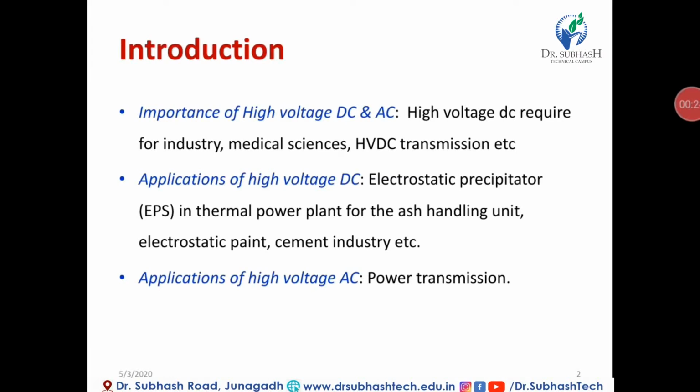Electrostatic precipitator in thermal power plant for the ash handling unit, electrostatic paint, cement industry, etc. Applications of high voltage AC: it is used in power transmission for long distances.